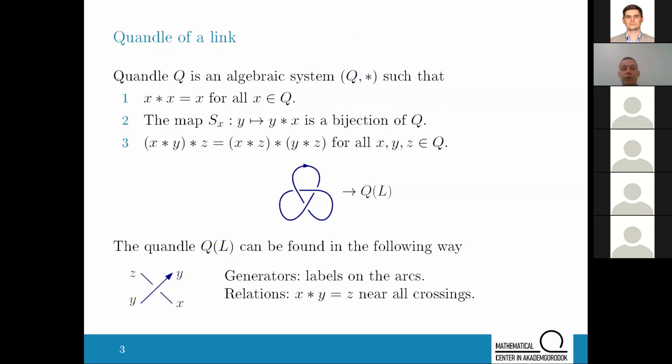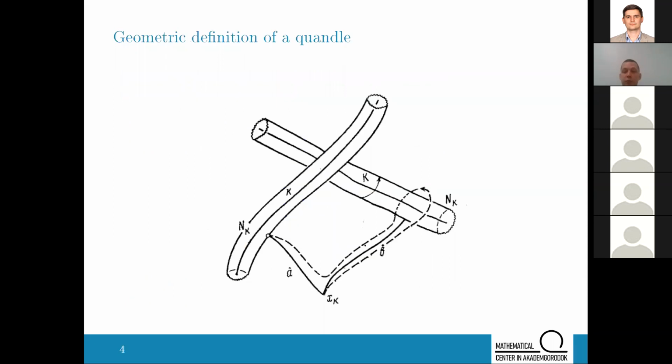Here I gave an algebraic definition of a quandle, but it also has a geometric interpretation, similar to the fundamental group. You know that the elements of the fundamental group are loops from some base point, which go from this base point and come back. If you want to multiply two loops, you go first along the first loop, and then the second loop. The quandle also has a geometric interpretation. If you have a link, look at the tubular neighborhood of this link, and then at the paths which go from some fixed base point to the boundary of this tubular neighborhood. The elements of the quandle of a link are these paths.